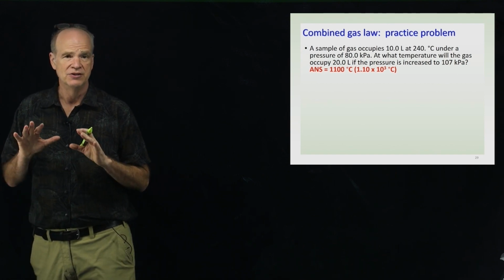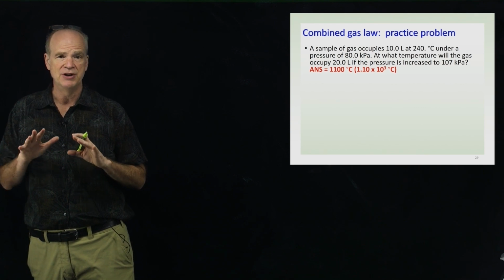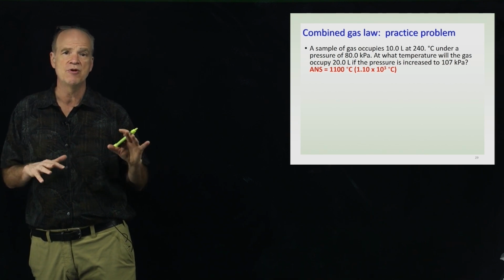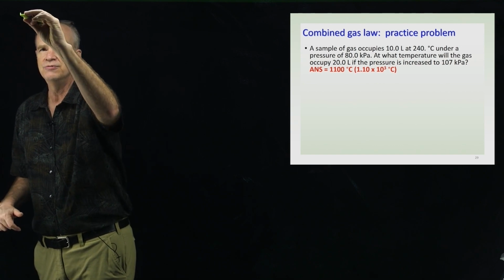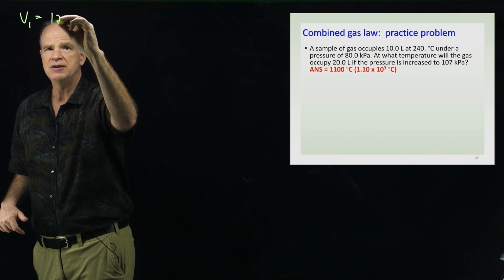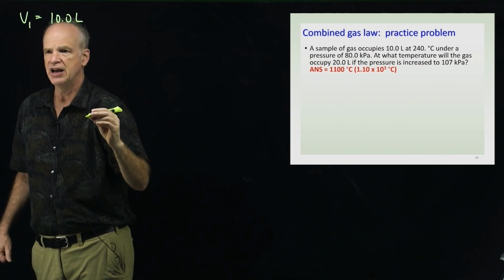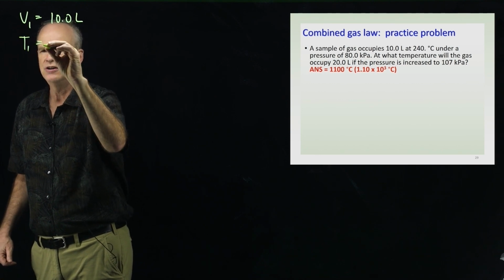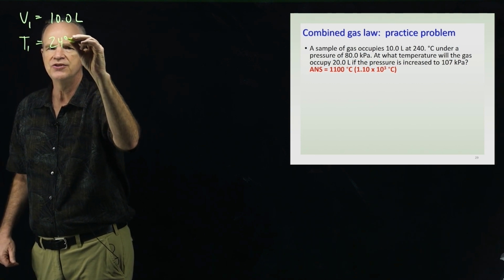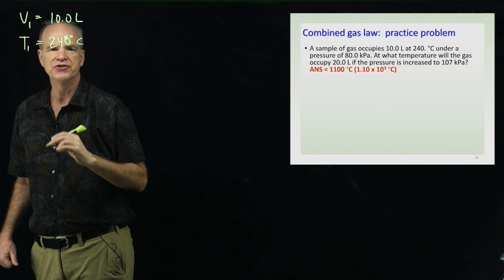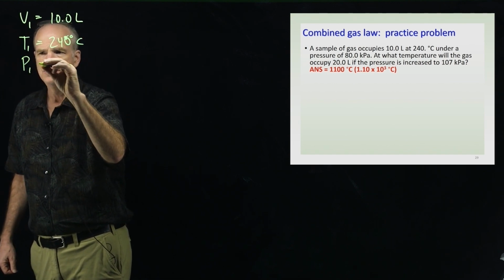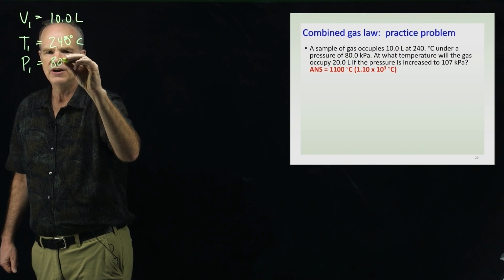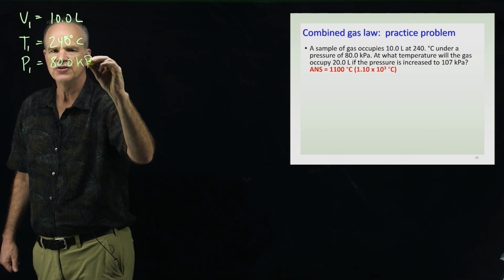Let's see if we can define some initial conditions and then see what we need to solve for in the new conditions. The volume initially is 10.0 liters for this gas. The temperature is 240 degrees Celsius, and I'll have to convert that to Kelvin in just a second. The pressure is 80.0 kilopascals.